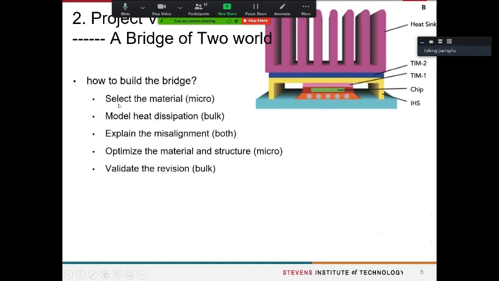The first step is to select the prescribed materials, and after that, we will model the heat dissipation to see a visible heat dissipation process, and then we will explain the misalignment between the macroscale's property and the bulk process. And then we come to optimizing our materials and structure. After that, we will come to the validation.